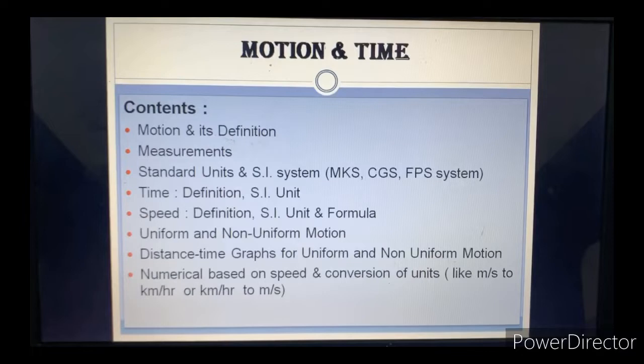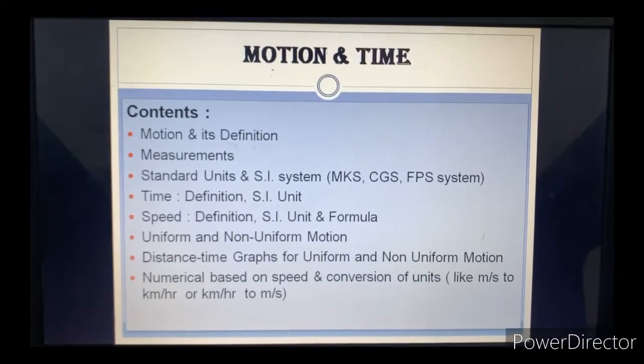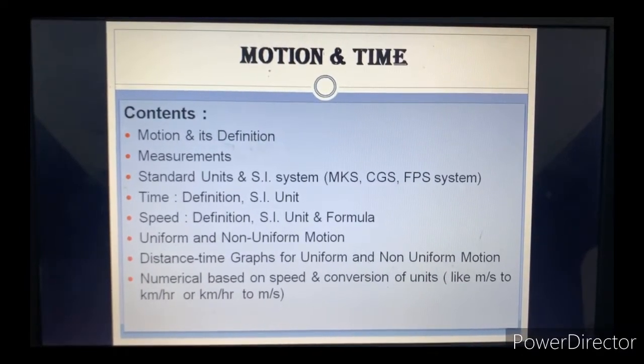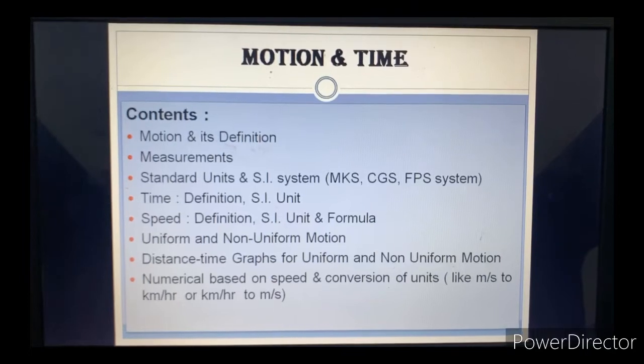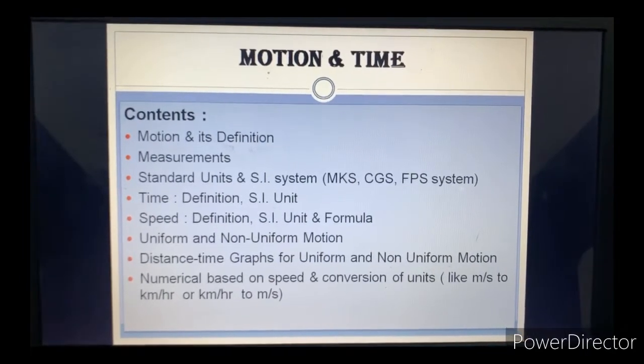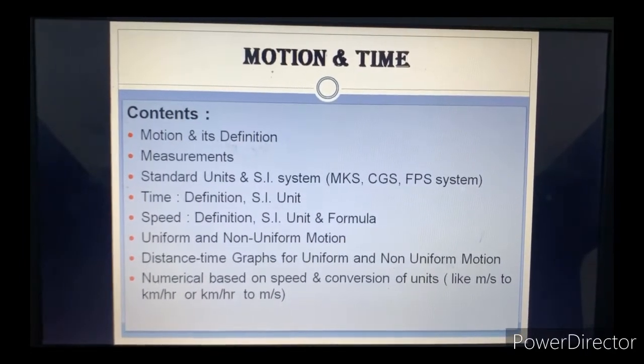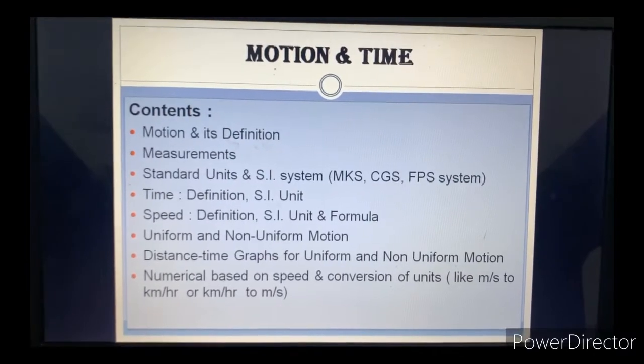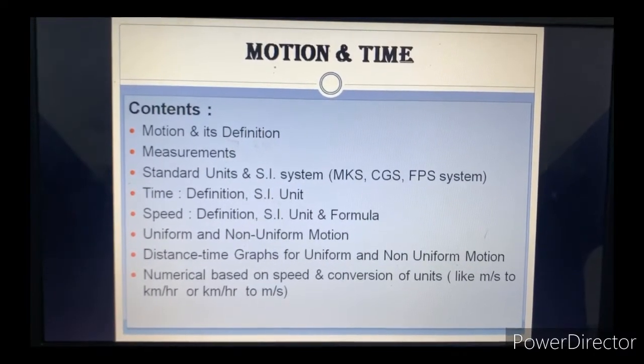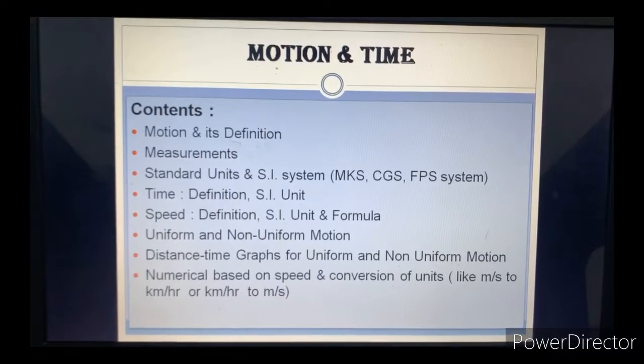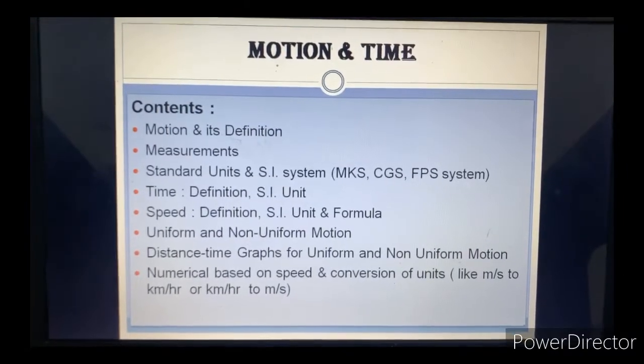Now there is a new topic for you, that is uniform and non-uniform motion, because you hadn't read about this topic in the previous classes, so it is new for you. And second last is distance time graphs for uniform and non-uniform motion. This is also new for you.